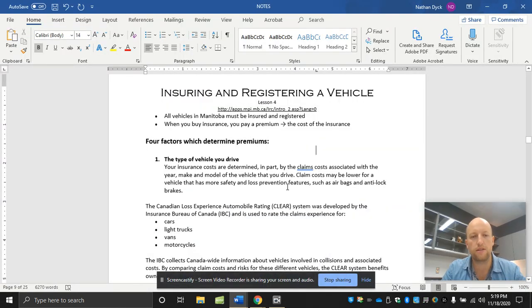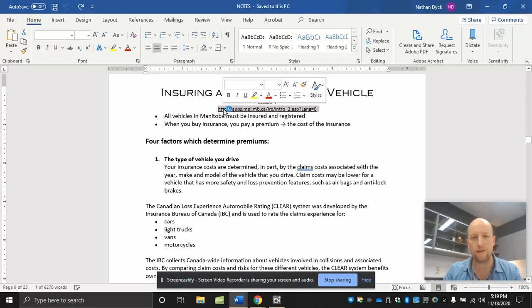We're going to be looking at lesson four, insuring and registering a vehicle here. There's a particular website, MPI. You've been there before. You might not be able to type this in properly, so I'm going to show you how to navigate to that website a little bit later.